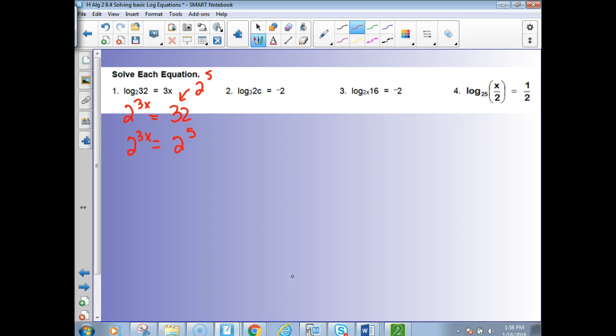And some of you need more practice with this idea from looking at your quiz 1. The bases now match, so you can drop the bases and set the exponents equal to one another. So 3x has to equal 5. Dividing by 3, you get x is 5/3.